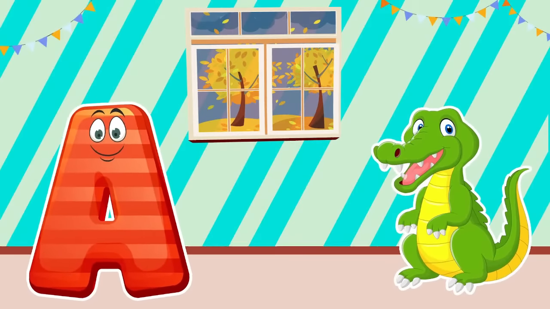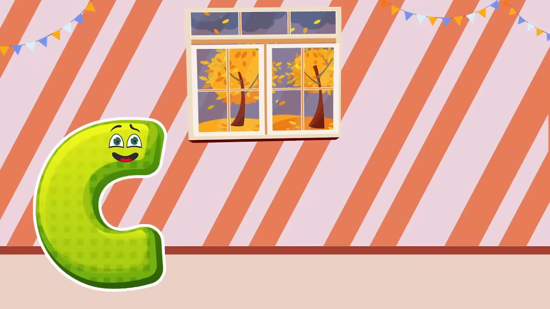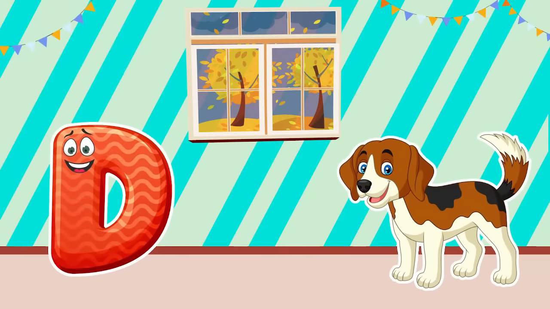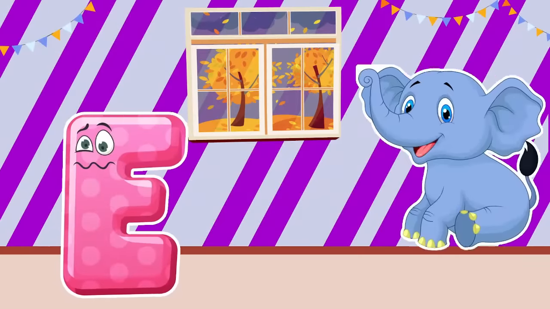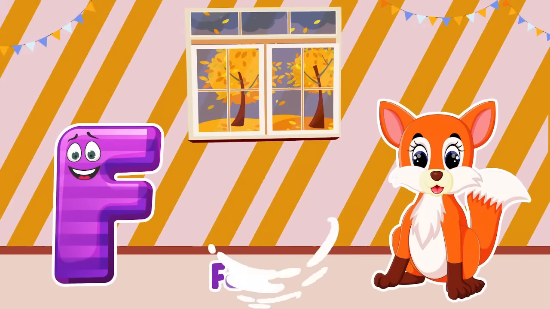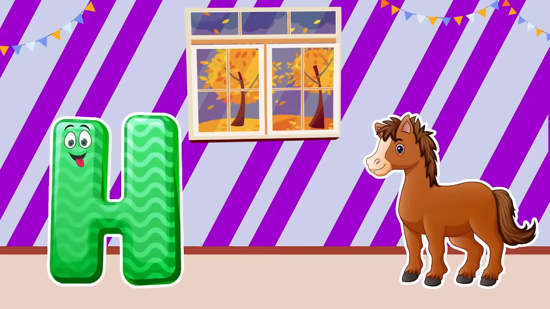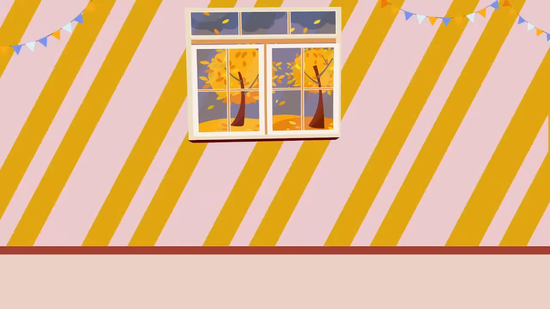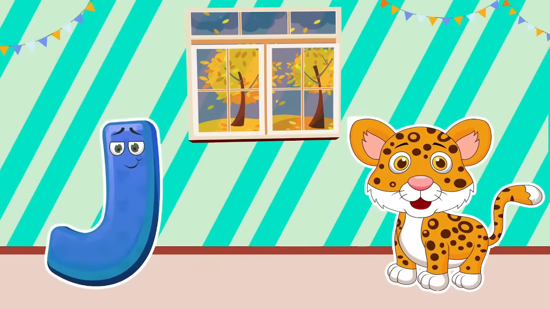A is for alligator. B is for bear. C is for cow. D is for dog. E is for elephant. F is for fox. G is for giraffe. H is for horse. I is for iguana. J is for jaguar.